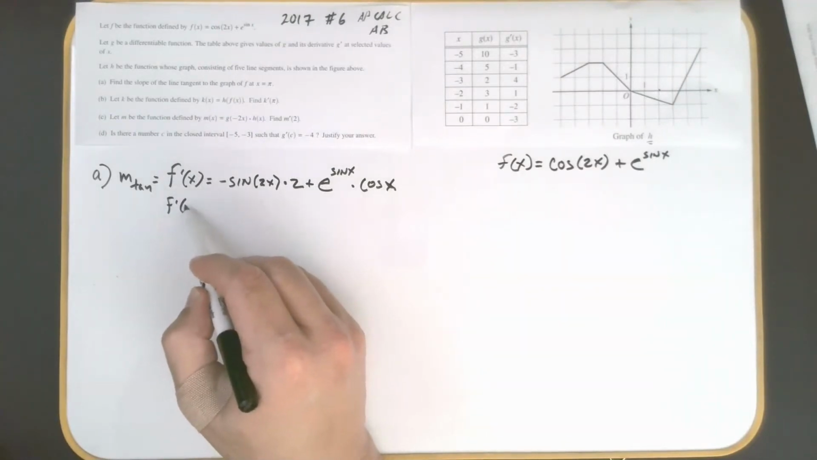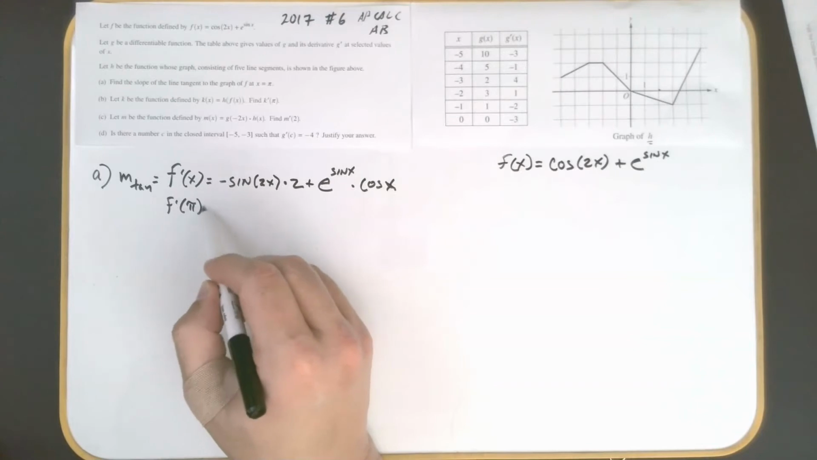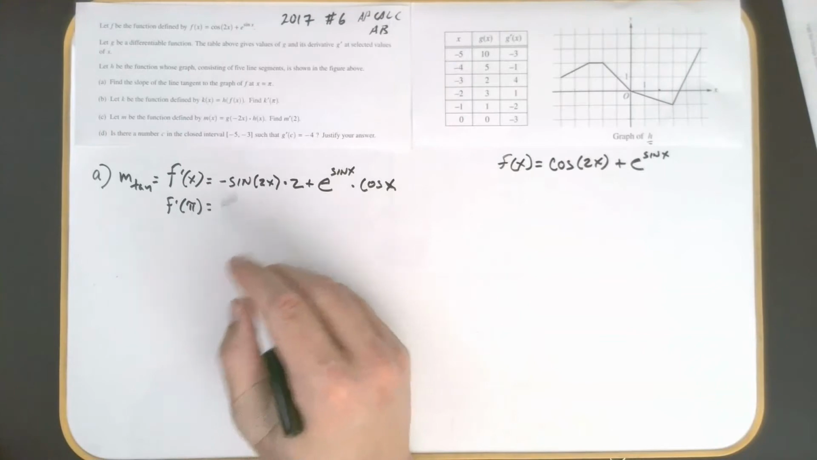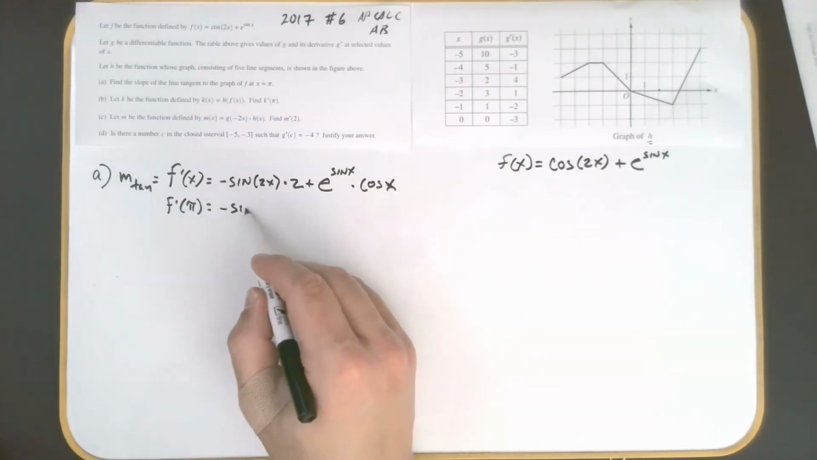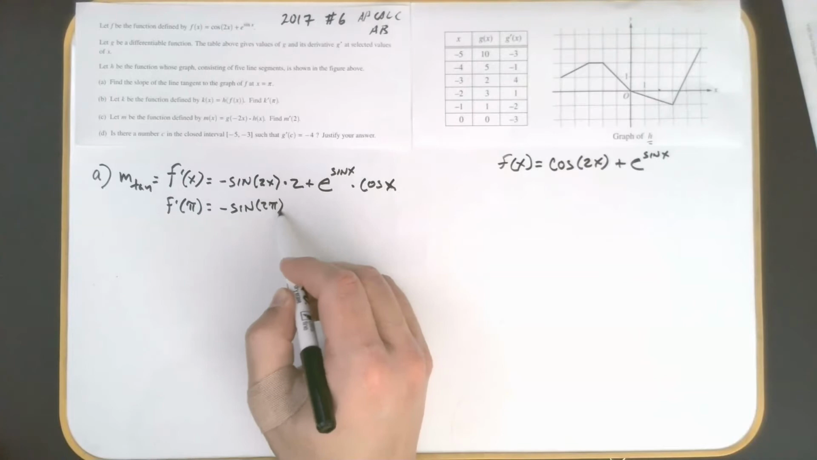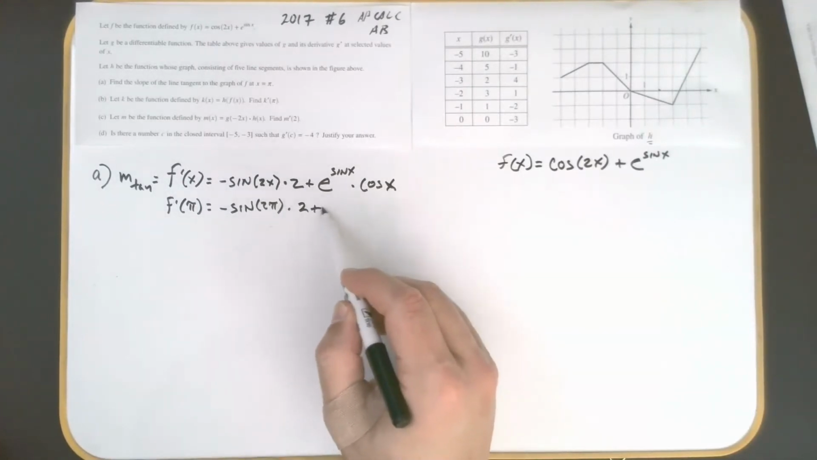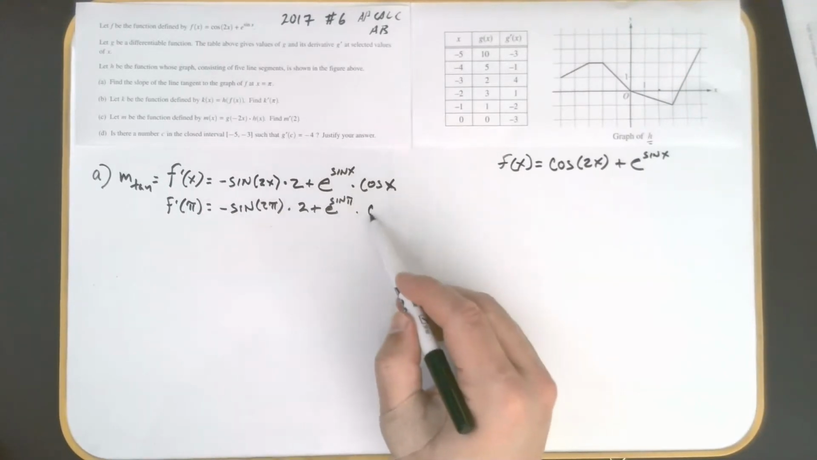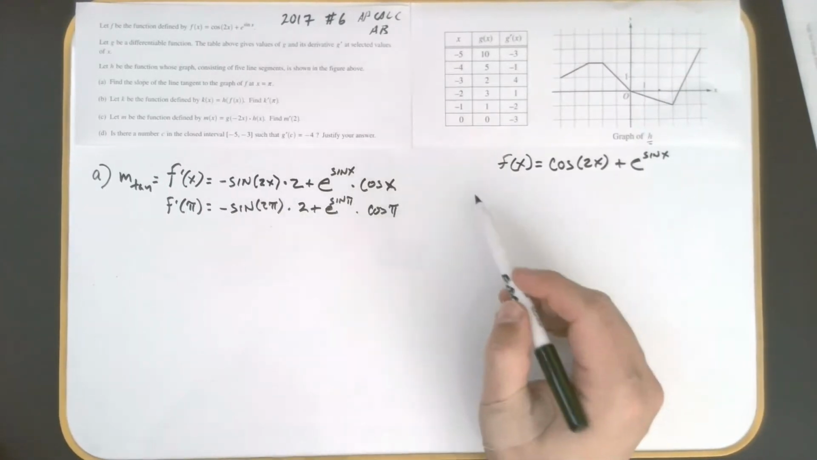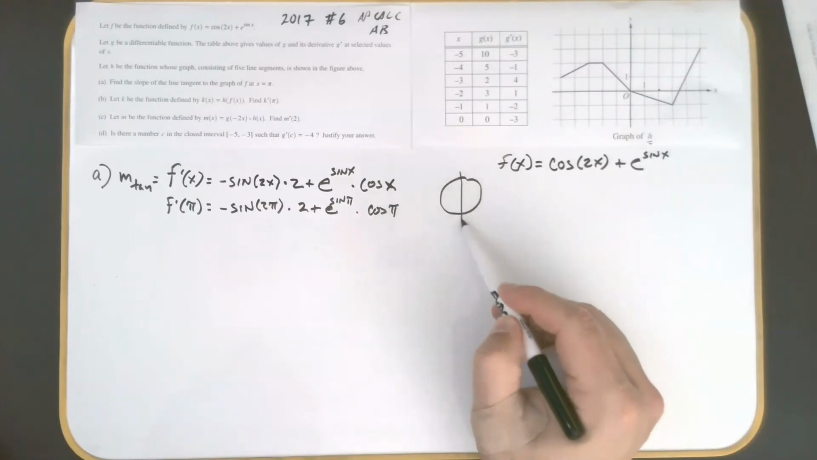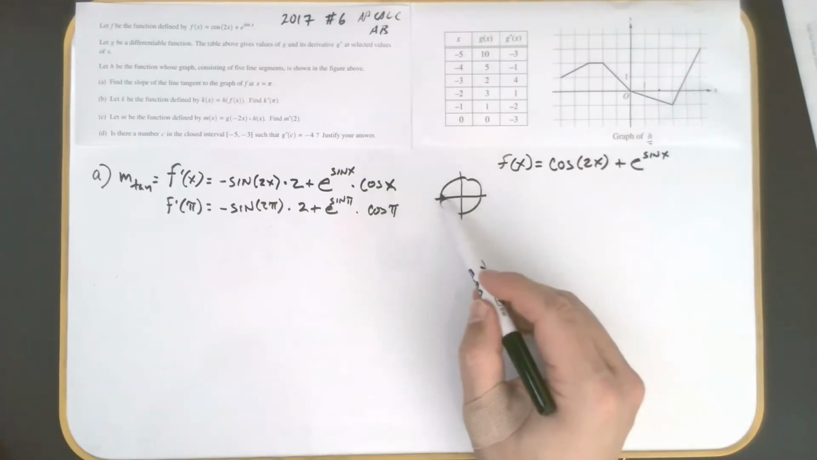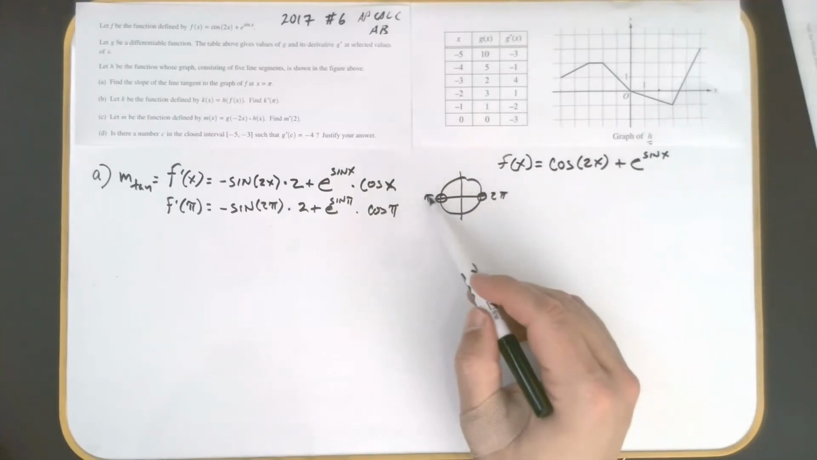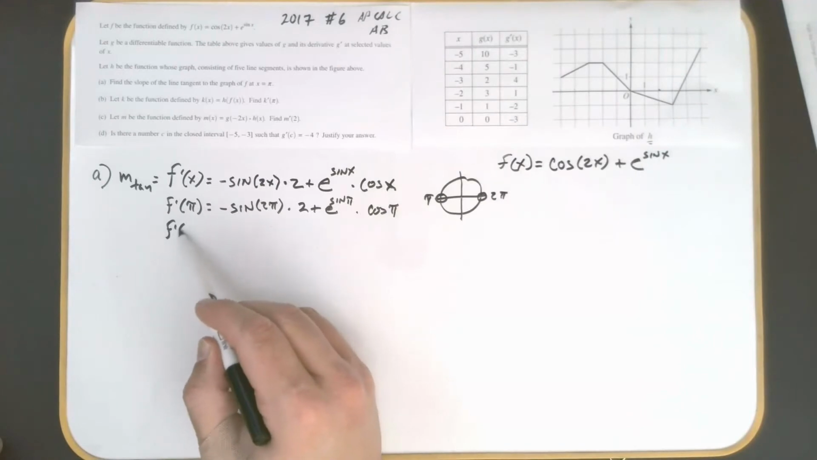So I'm going to evaluate f prime at pi, and it's going to test me to see if I know my common locations for the trig values. So if I put pi into here, I get the negative sine of 2 pi times 2 plus e to the sine of pi times the cosine of pi. So if you'd like, you can sketch yourself a little unit circle for reference here, and we're going to be looking at pi and 2 pi, these two spots here, 0 and 2 pi, and then this is pi.